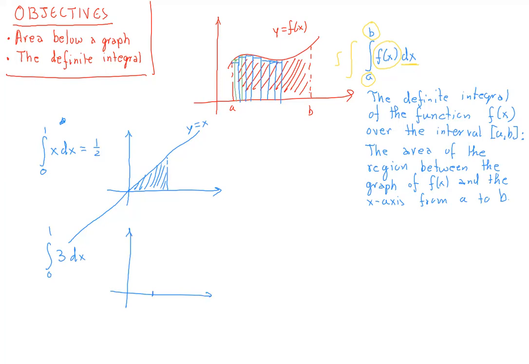Let's say this is the interval 0, 1. Here's the graph. We're interested in this area, and this will simply be 3, because that's the area of this rectangle that is being formed.